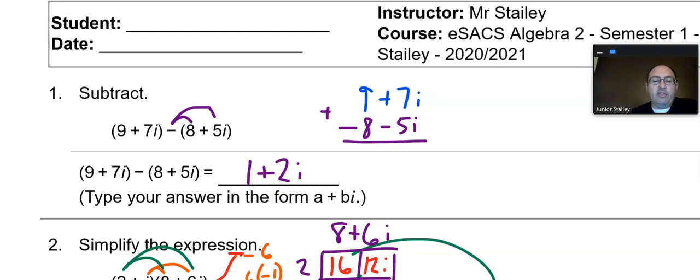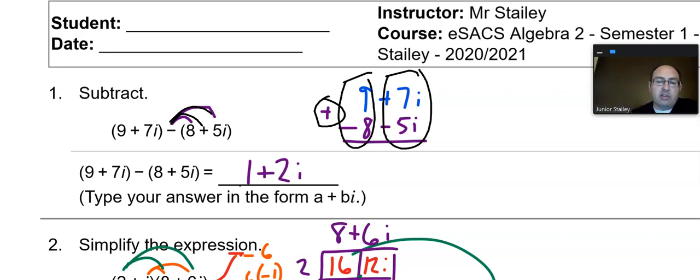So here's just a little bit of review from the last video we did. We distributed the negative to both the 8 and the 5i. Then by doing that, we changed it to addition. Writing it vertically helps me understand that you do the reals and the imaginaries, and that's how you end up with your two-part answer there.